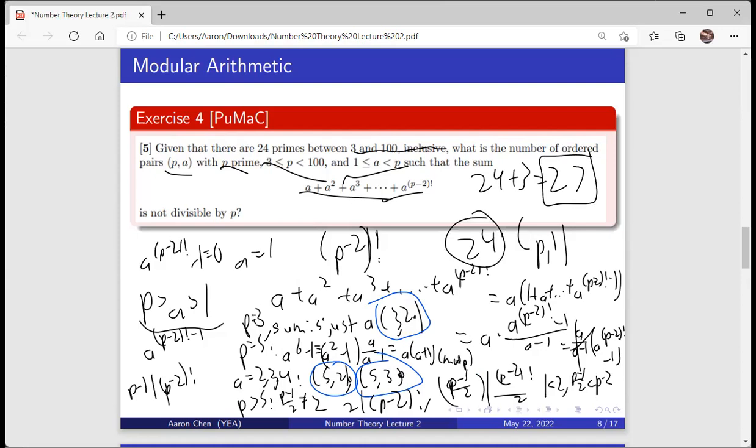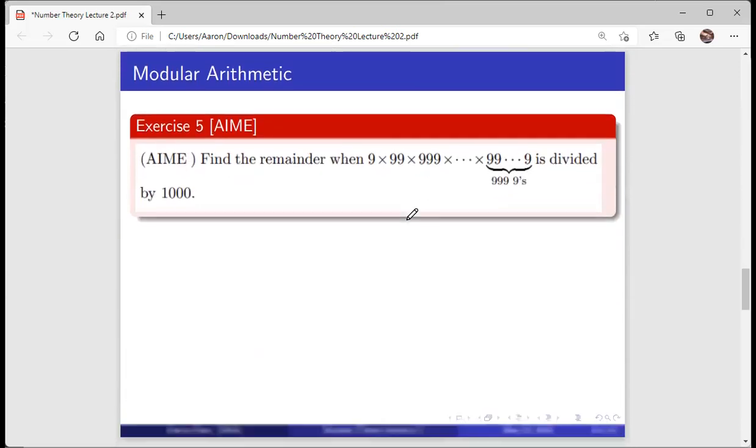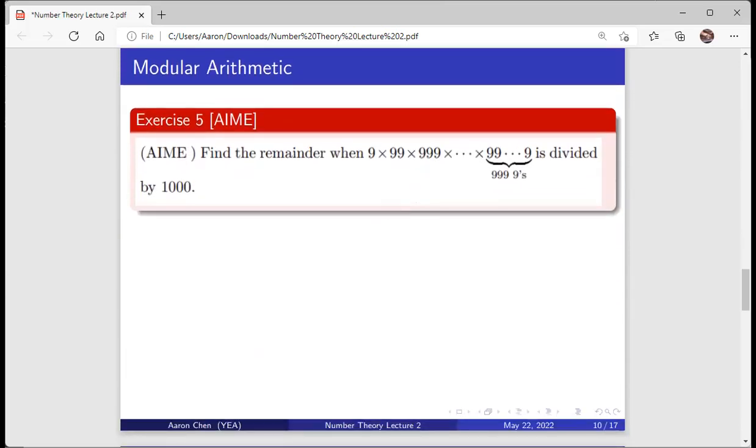And so now let's move on to exercise 5. So now start going over number 5. So we want to find the remainder of 109 times 99 times 999, and so on up to 999, divided by 1000. So make a note here is that 999 and all subsequent terms are congruent to -1 mod 1000.